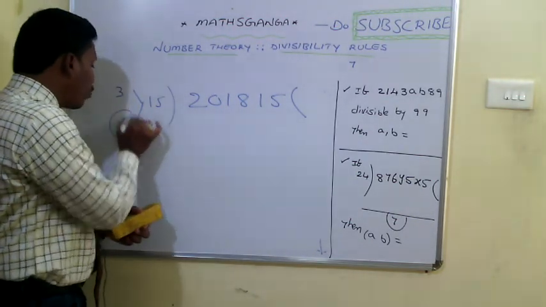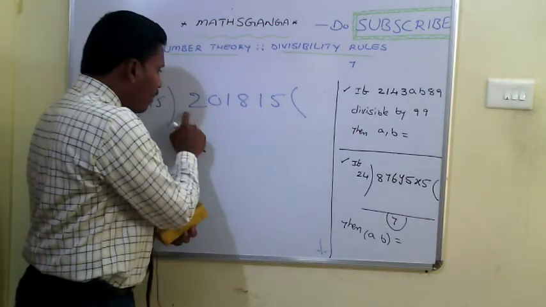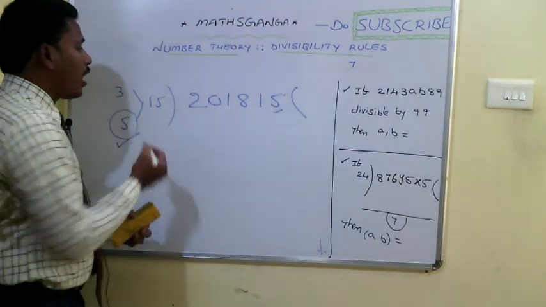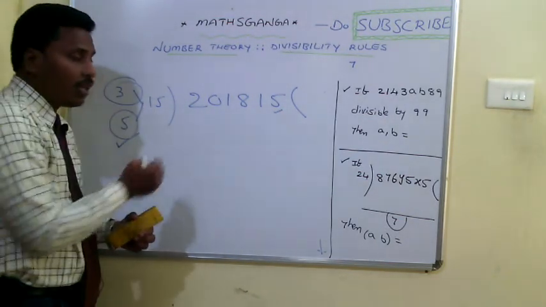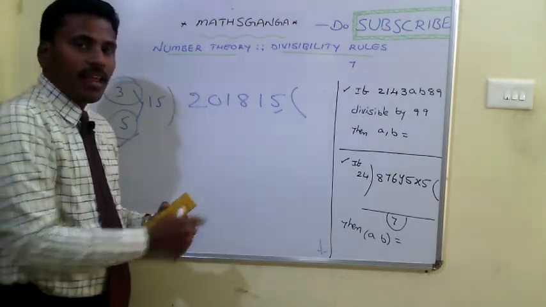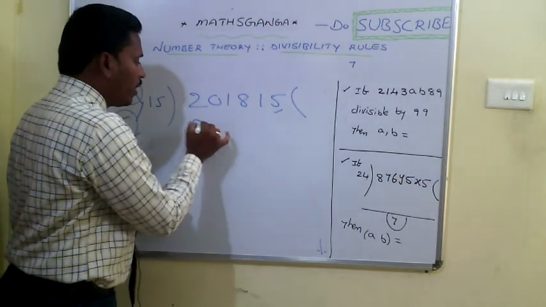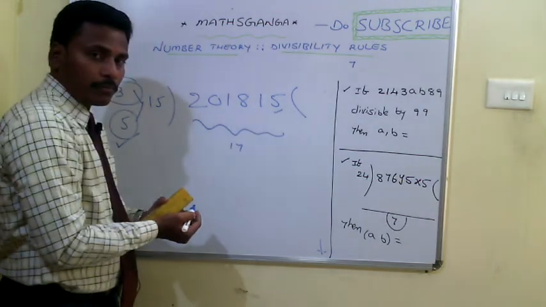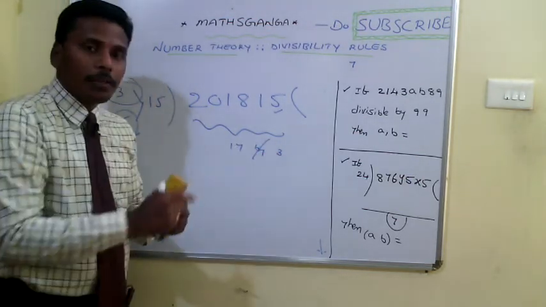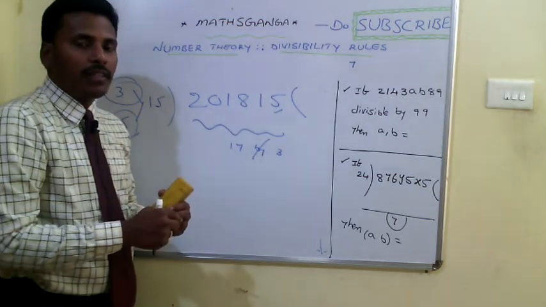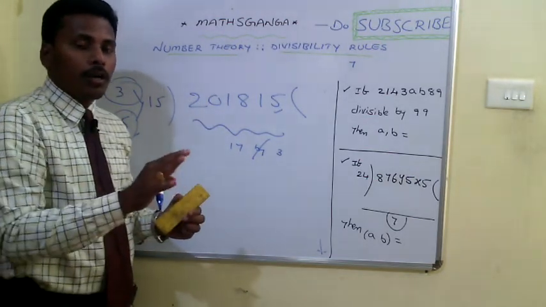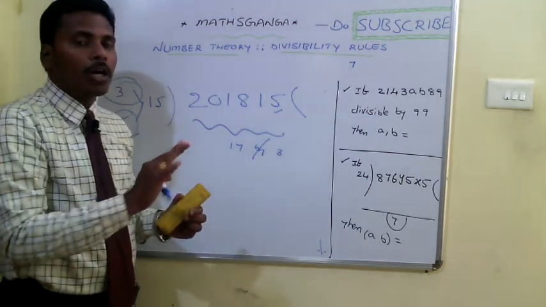Coming to the divisibility rule for 5, we need to observe the last digit. The last digit is 5, so the number is divisible by 5. Then to check the divisibility rule for 3, we need to observe the sum of digits. 2 plus 1 is 3, plus 8 is 11, plus 1 is 12, 12 plus 5 is 17. So the sum of the digits is 17. 17 is not divisible by 3. Since 17 is not a multiple of 3, the given number is not divisible by 3. The given number is divisible by only 5, so it is divisible by 5, but not by 15.